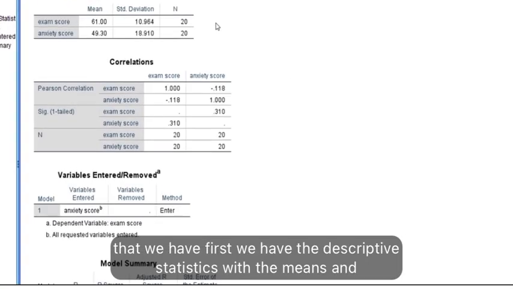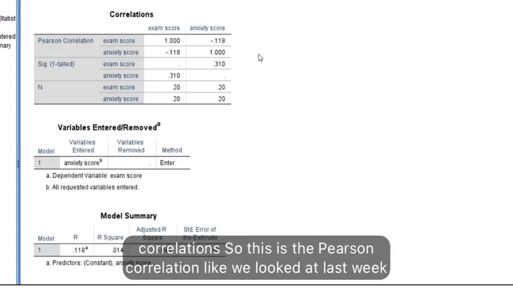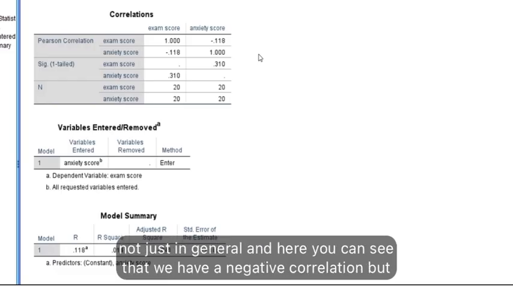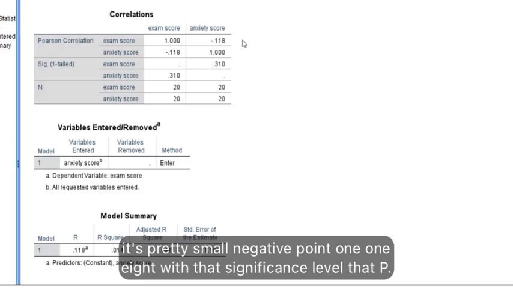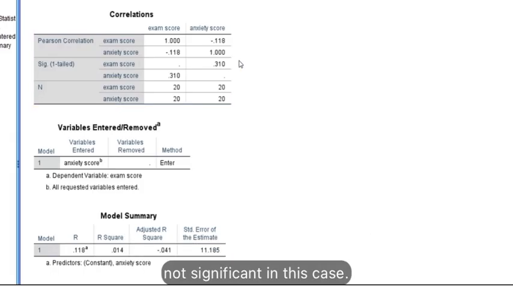First, we have the descriptive statistics with the means and standard deviations for each set of scores as usual. Then we have our correlations. So this is the Pearson correlation like we looked at last week. This is just going to tell us whether our variables are significantly related or not, just in general. And here you can see that we have a negative correlation, but it's pretty small, negative 0.118, with that significance level, that p-value of 0.310. So greater than 0.05, so not significant in this case.